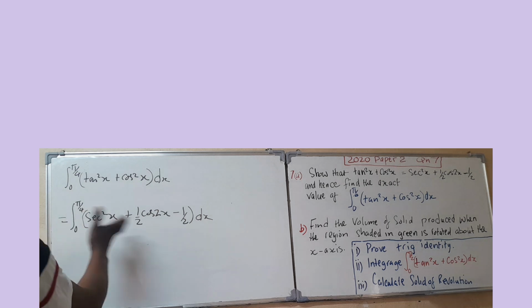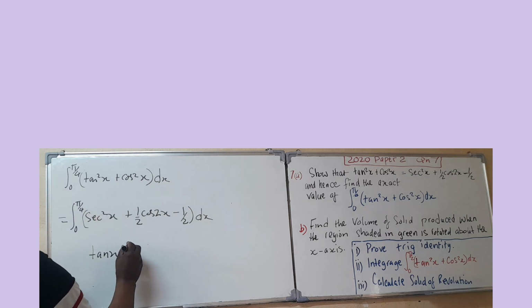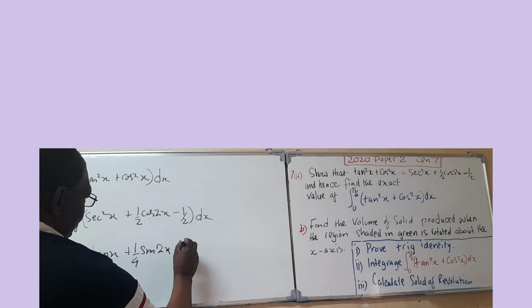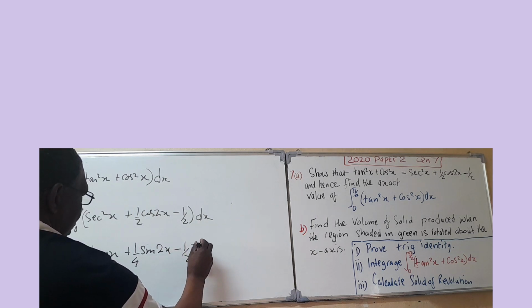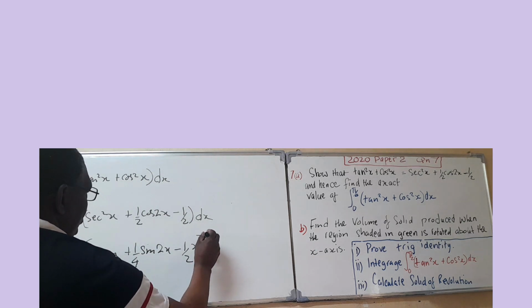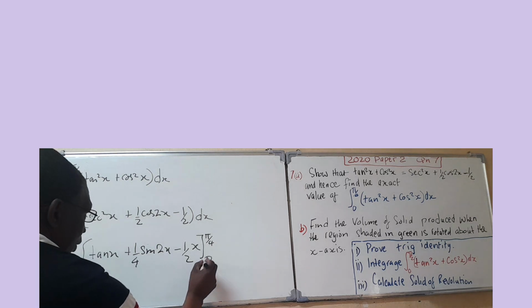Of course, this is pretty simple. We know that the integral of sec squared x is equal to tan of x. It's a standard integral. Plus here, it's 1 over 4 sine of 2x. Here, it's minus 1 over 2 x. We are integrating from 0 up to pi over 4. Sorry, this should be x over 2.